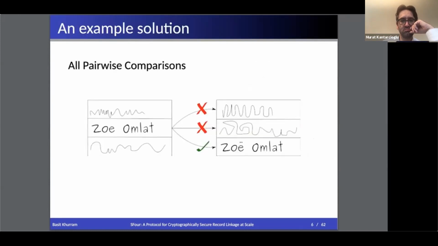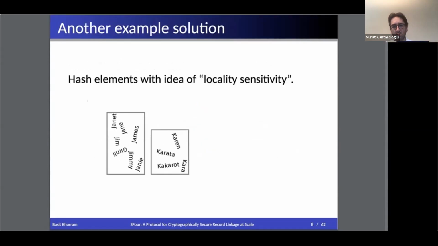We first present an example solution known as the all-pairwise comparisons approach. Here, we have two datasets, each belonging to different owners. The protocol proceeds by performing a secure comparison of each record in one dataset with each record in the other dataset. These secure computations use cryptography to allow comparisons without revealing the records themselves. While this approach is secure, it runs in quadratic time. Another solution involves the idea of hashing records into different bins so that similar records may end up in the same bins. After the records are hashed, pairwise comparisons can be performed within the bins.